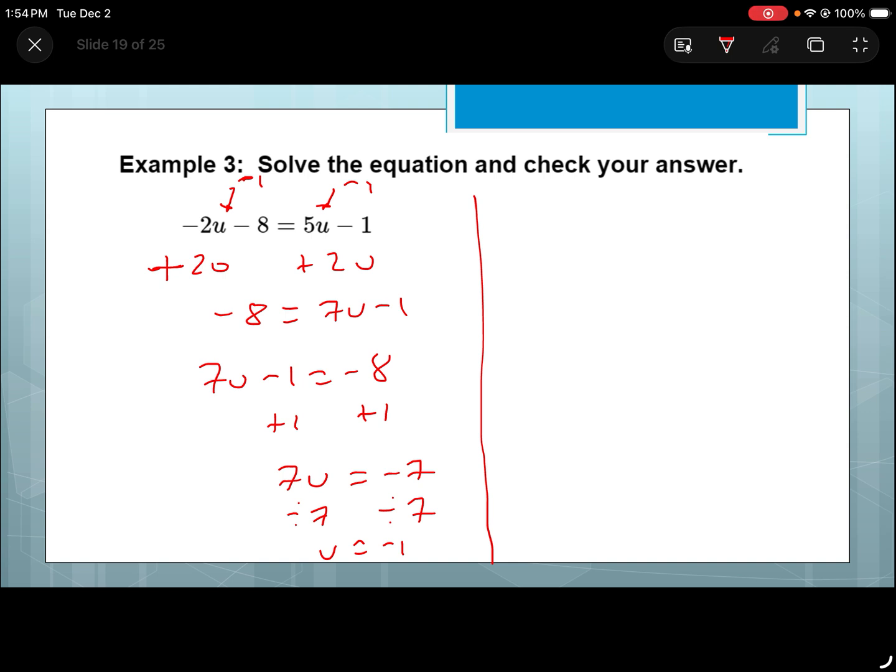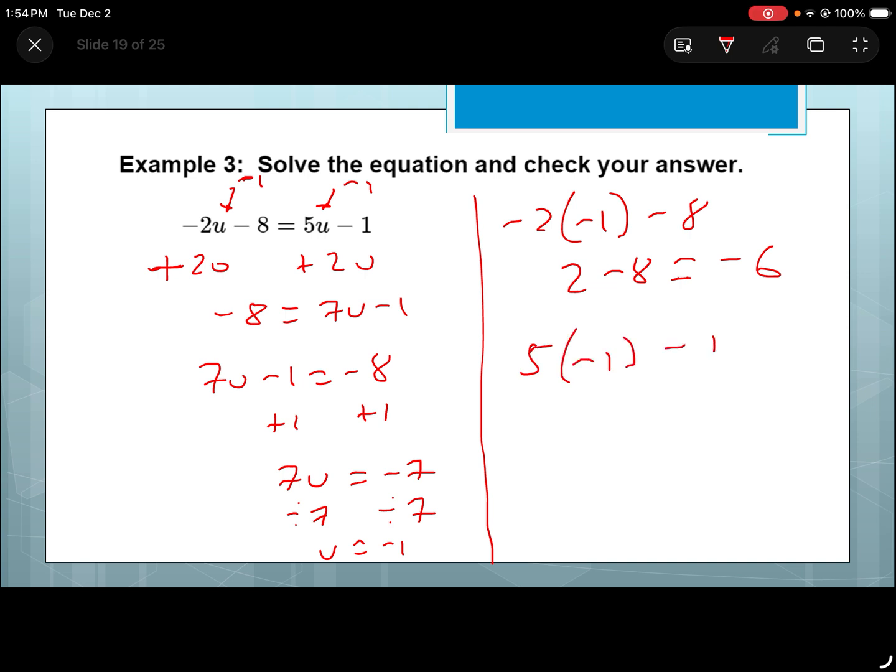So negative 2 times negative 1, because that's what that means on the left, isn't it? Negative 2u is negative 2 times whatever u is, now negative 1. So negative 2 times negative 1 take away 8 is just 2 take away 8, which is negative 6, right? Negative 2 times negative 1 is 2, so yeah, good. And then 5 times negative 1 take away 1.